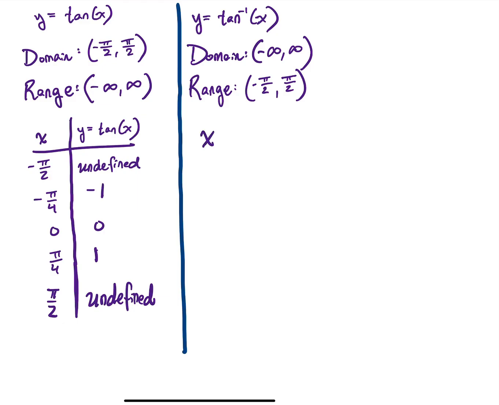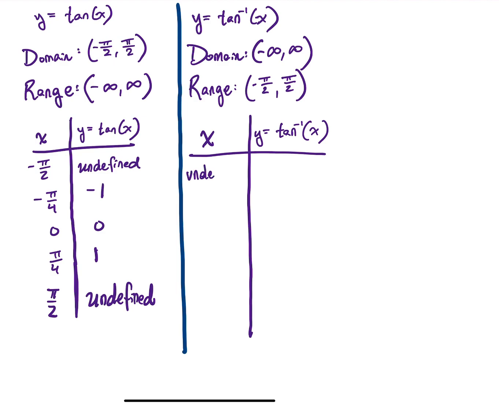And then let's get a couple values here. So now we're going to have some horizontal asymptotes. We can say x is undefined when the output is negative pi over 2. Then we should have the point negative 1, negative pi over 4. So again, just swapping our x and y columns here. We'll have the point 0, 0. We should have the point positive 1, positive pi over 4.